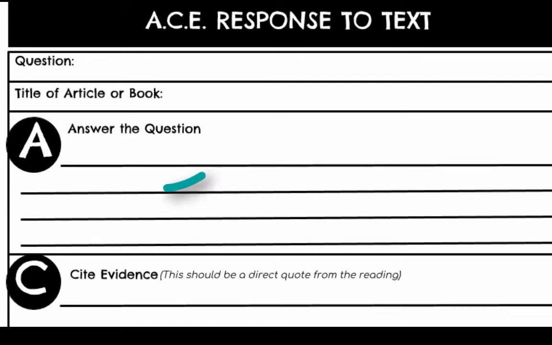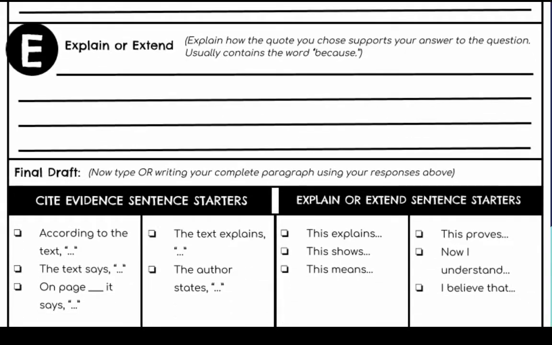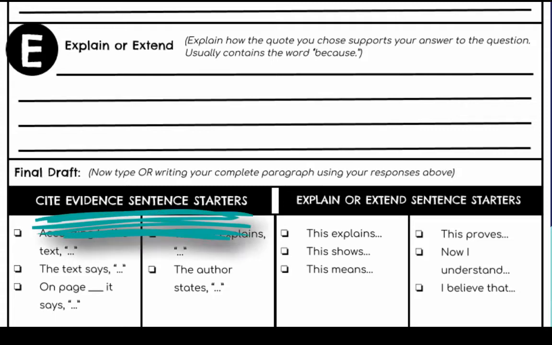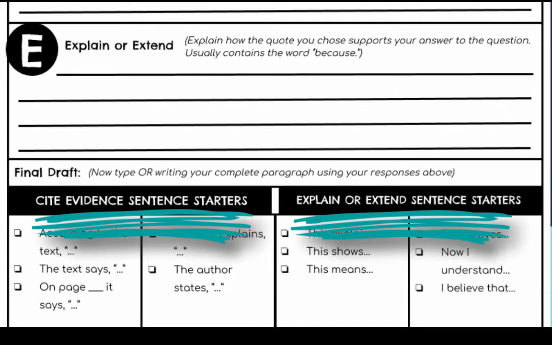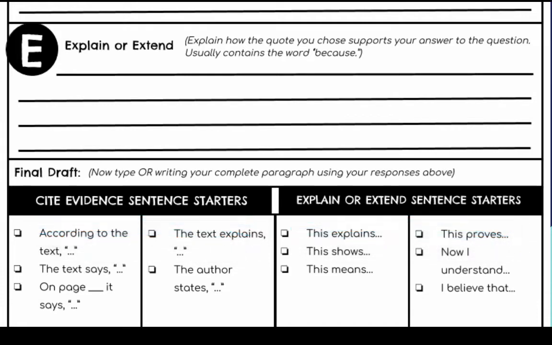The A is for answer the question, the C is for cite evidence, and this should be a direct quote from the reading. E is explain or extend, and this is where you explain how the quote you chose supports your answer to the question, and it usually contains the word because. And at the very bottom you see it says cite evidence sentence starters and explain or extend sentence starters. And here are some transition phrases that we can use for the C and the E part of ACE.